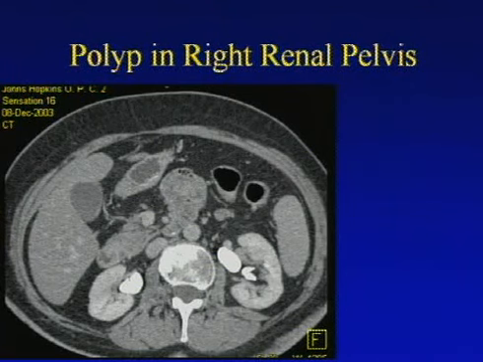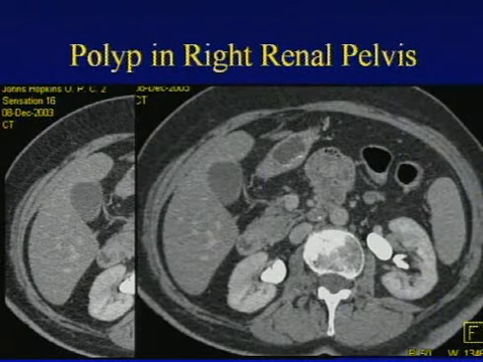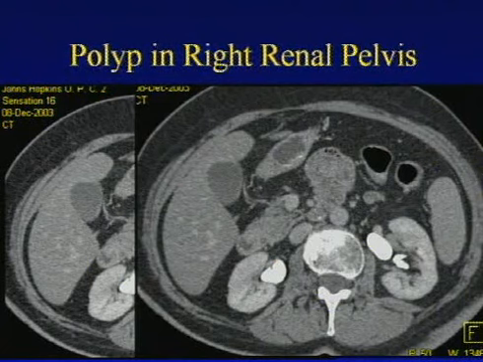Or this example, this patient had hematuria, and this was read as negative. I refilmed the case. Look at the right kidney. You see that little structure, looks like a P, in the right renal pelvis? And it's very, very subtle. It's about a 5 millimeter structure.